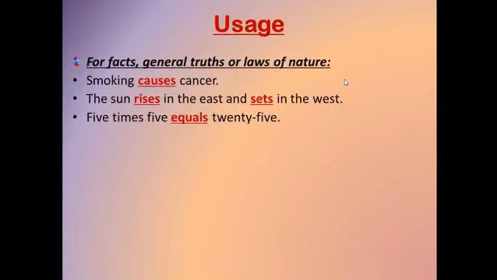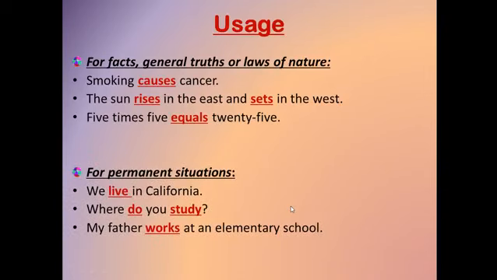So when do I use the present simple? I said the first thing I use the present simple for is for facts, general truths, or laws of nature, things that we all know, things that never change. Okay, the second thing that I use the present simple for is for permanent situations, things in our lives that never change or take a very long time to change. The third thing that I use the present simple for is for habits, routines, and repeated actions. Okay, things that are always repeated, they repeat themselves every day, every month, every week.